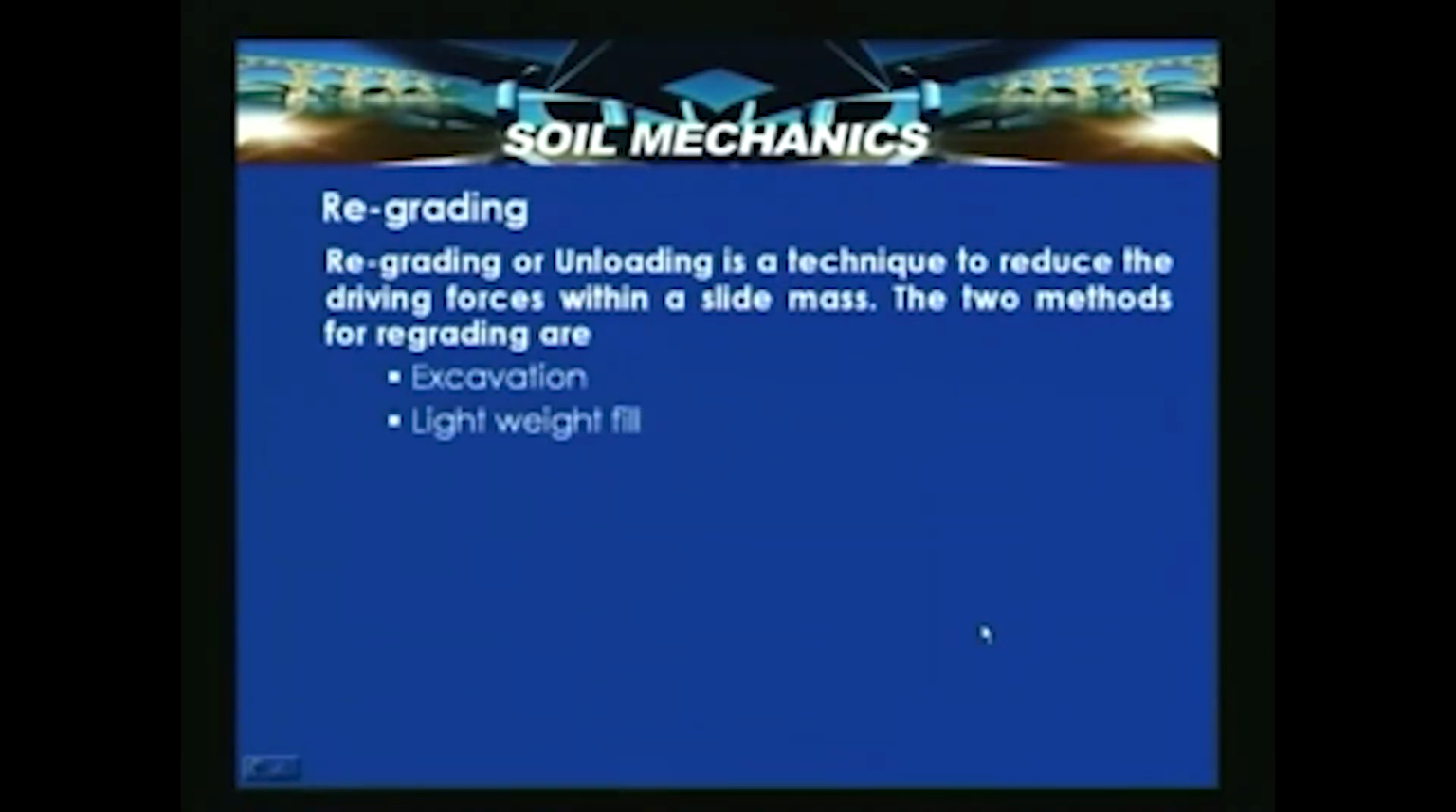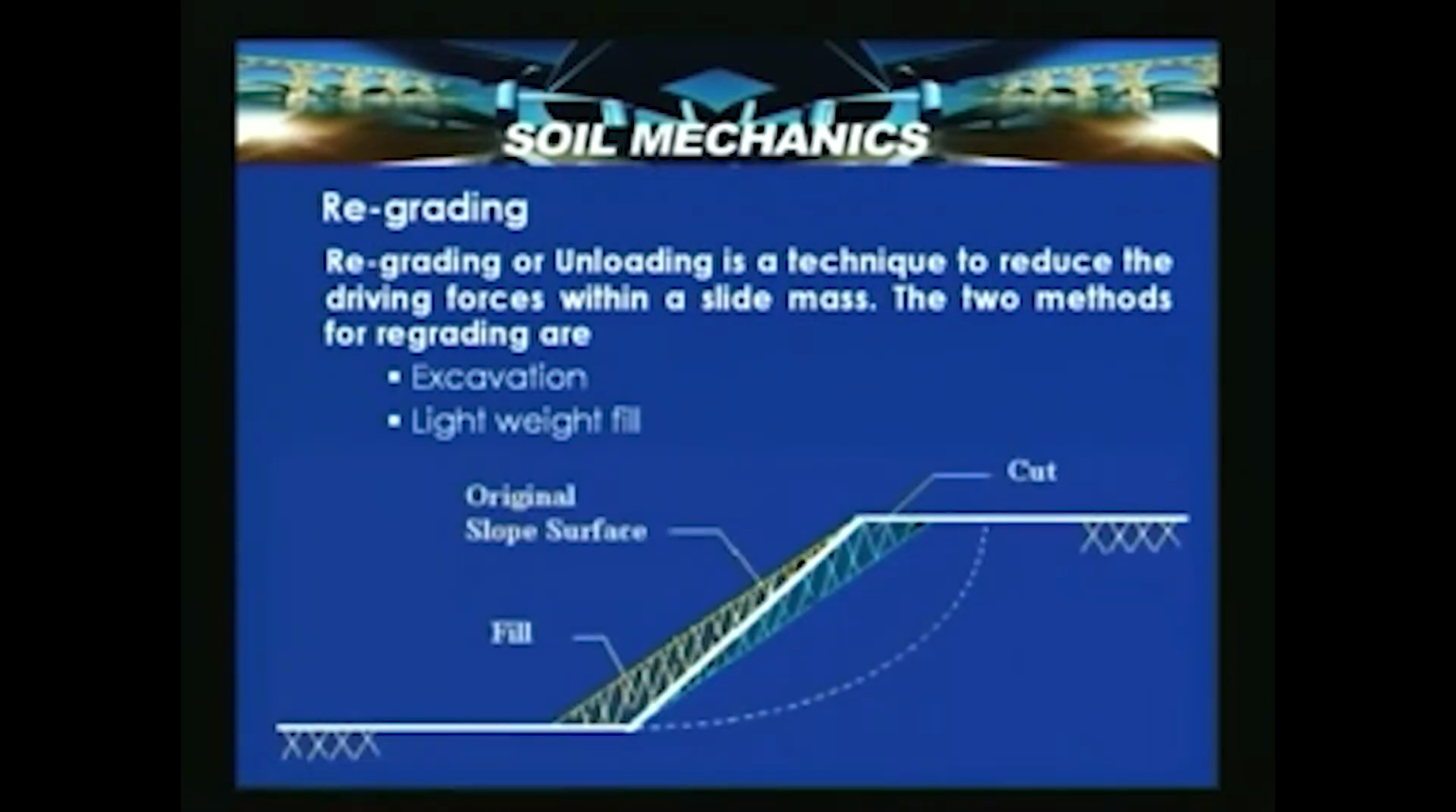So, regrading or unloading is a technique to reduce the driving forces within a sliding mass. The two methods for regrading are excavation and lightweight fill. Now, as shown here, another option is that this portion of the slope was removed and then placed here, which actually makes the slope flatten slightly.